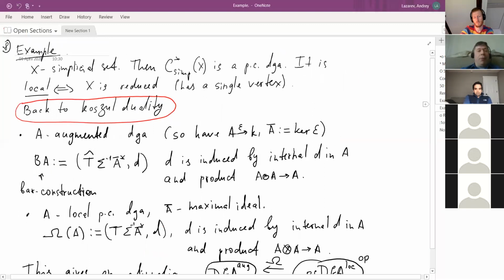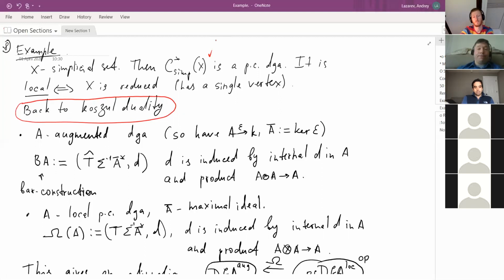Here's another example of a slightly more topological nature. If X is a simplicial set, then you could look at its cochain algebra, C star simplicial of X. It's a pseudo-compact DGA because its dual is a certain coalgebra of chains. It is local, this pseudo-compact DGA, if and only if X is reduced. In other words, it has only one vertex. This vertex corresponds to the unique maximal ideal. If there are several vertices, if there are 2 vertices, for example, then there will be 2 maximal ideals and so forth.